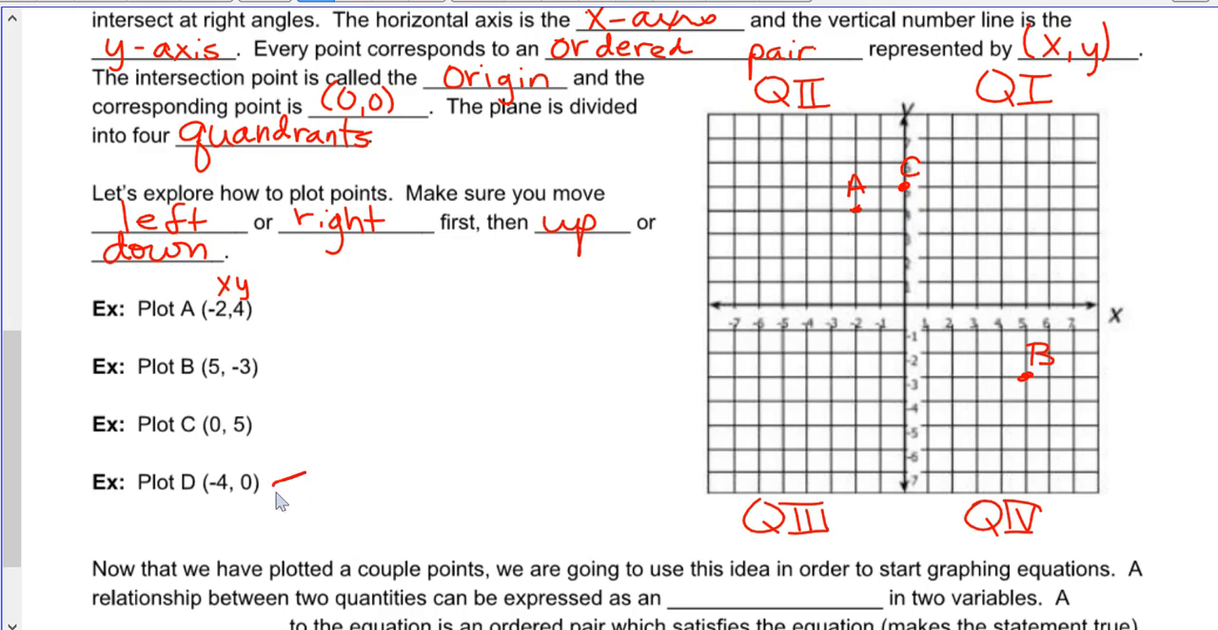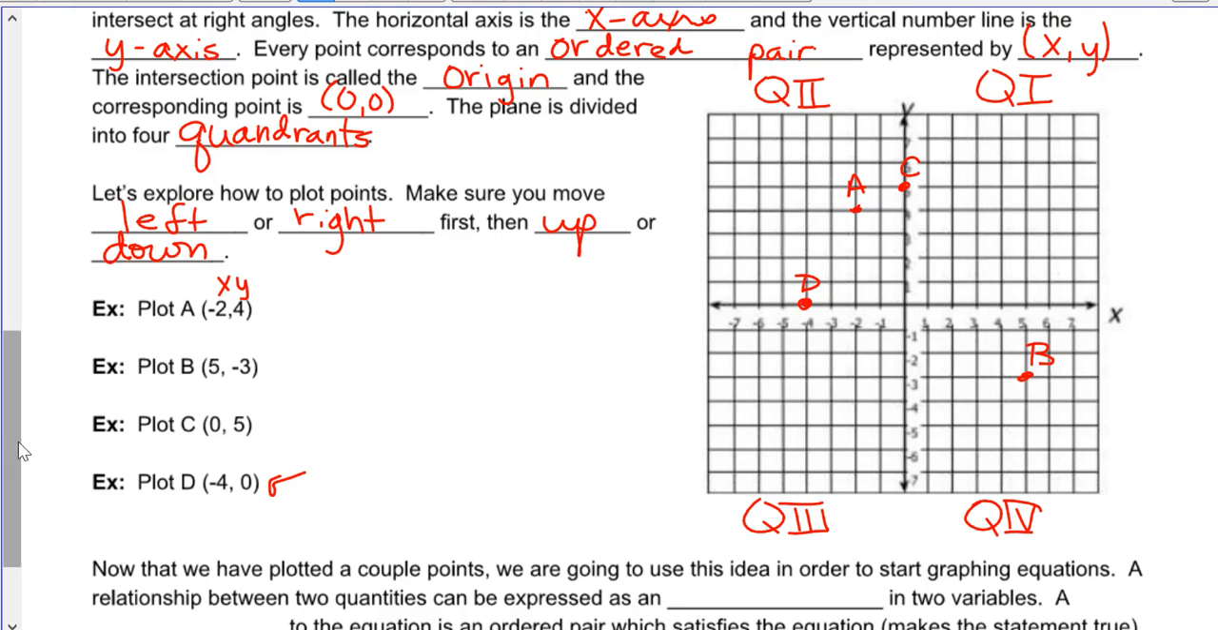And for this one, we have negative 4, 0. So that means from my origin, that's where we're always going to start. I'm going to go over 4 to the left, negative 4. Don't go anywhere up or down. It is right on the axis, and that would be letter D. Okay? So hopefully that's a quick little review there of our coordinate plane and some of those axis points.